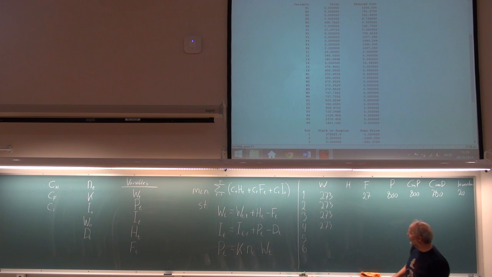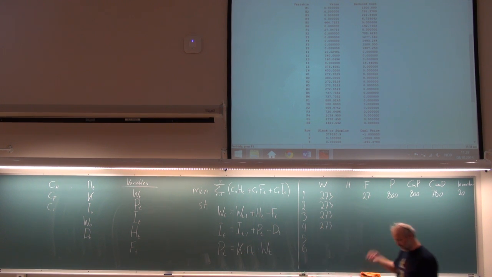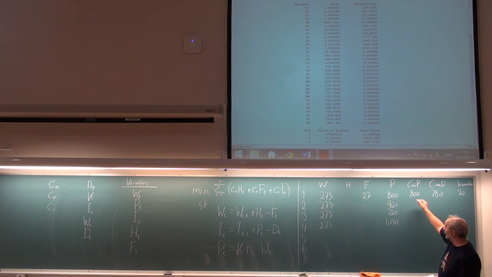Which means that the hiring and firing will be 0. The production will now be adjusted to meet the K factor multiplied by the number of days in each of these months. So we will have a production here of 960, 720, and 1040. The cumulative production, added up into that particular month, is 1760, 2480, and 3520.